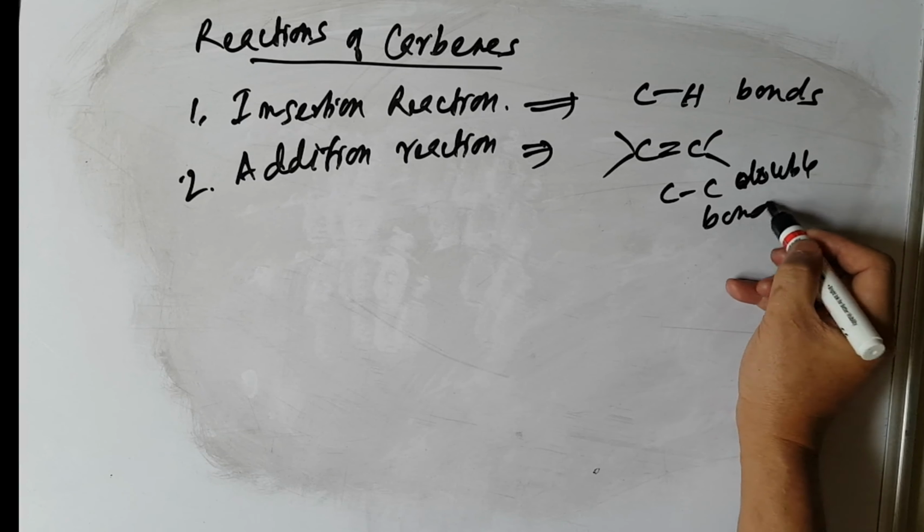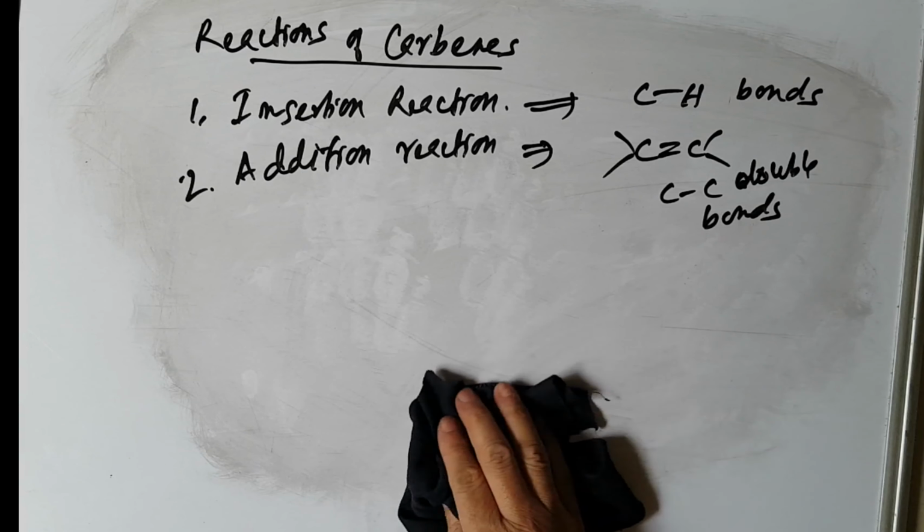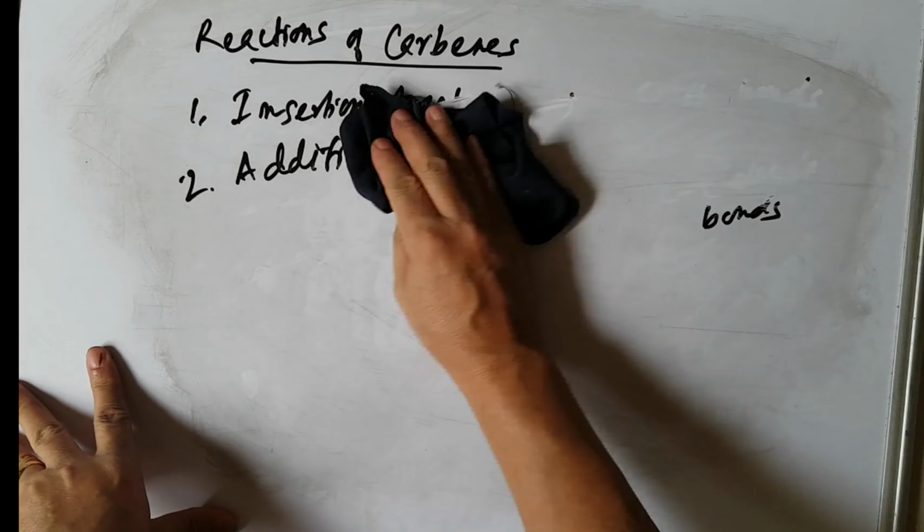So these two types we will discuss one by one. Carbenes can undergo two types of reactions: one is insertion reactions, another one is addition reactions. So let's see one by one. First, we will see insertion reactions.